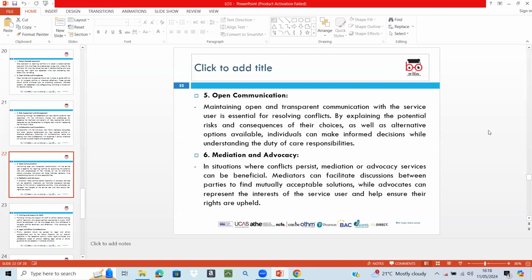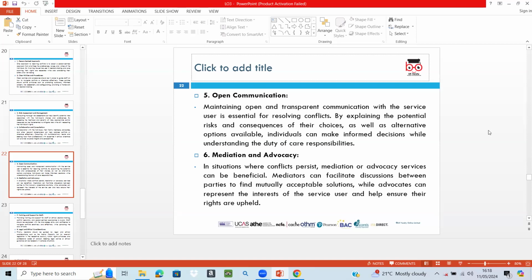For example, a service user wishes to engage in an activity that poses potential harm to their health. Through open communication, caregivers can explain the risk involved, discuss safety measures that can be put in place, and explore some alternative activities that align with the individual's preferences while minimizing the risk. So transparent dialogue empowers the service user to make informed decisions while considering their safety and well-being. Then we have mediation and advocacy.